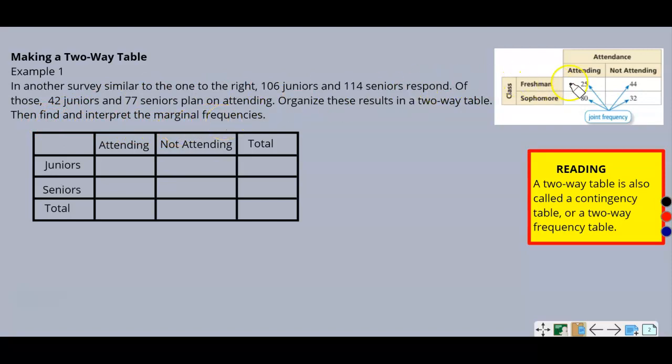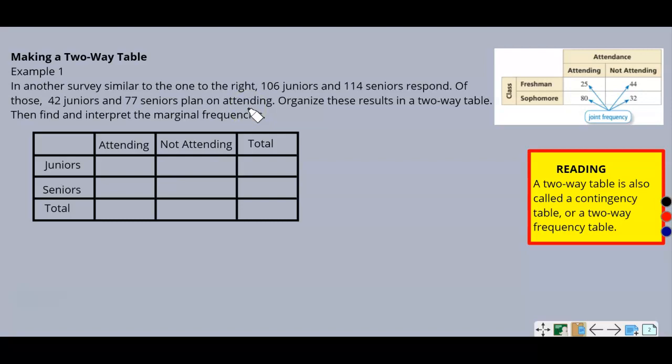All right, so remember the numbers inside the table are your joint frequencies, and I added another row and column here in this table so that we can add the marginal frequencies as well. It says in a survey similar to the one we have showing here, 106 juniors and 114 seniors responded. Of those, 42 juniors and 77 seniors plan on attending whatever event they're talking about here, whatever the survey is for. Organize these results in a two-way table.